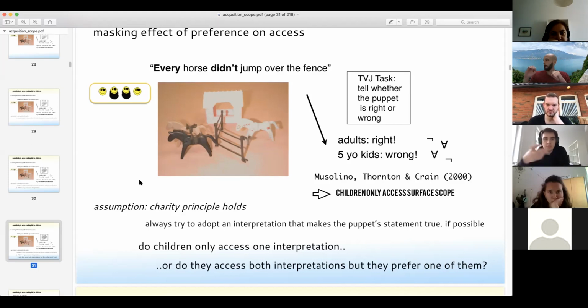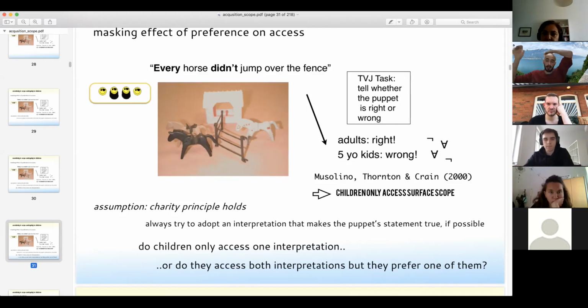Maybe there always is a primary reading, and for the children, the primary reading is the surface scope negation. What do you mean by primary? So maybe they can access both, but they have to think a little bit about the other option. So maybe they do access both, right? You're saying that one of the two, for some reason, is not primary. Maybe it's too difficult. Maybe it requires more thinking, right? Yes, very good point.